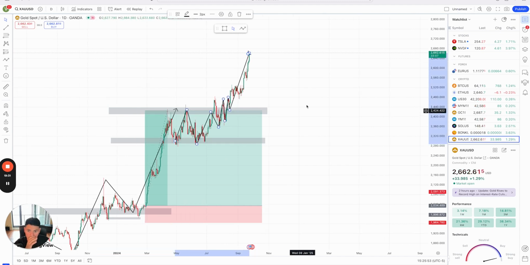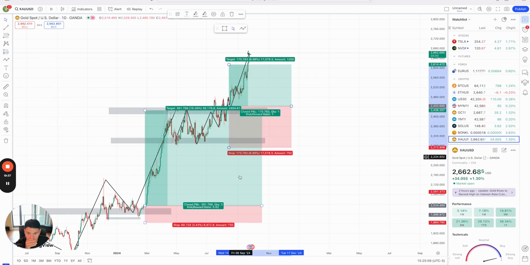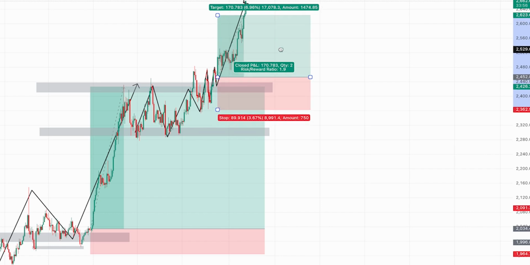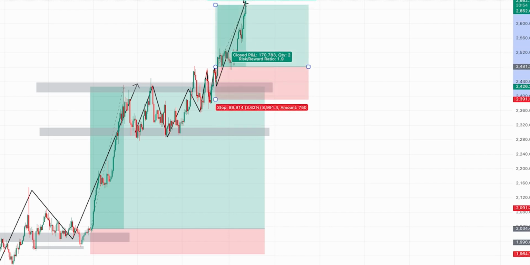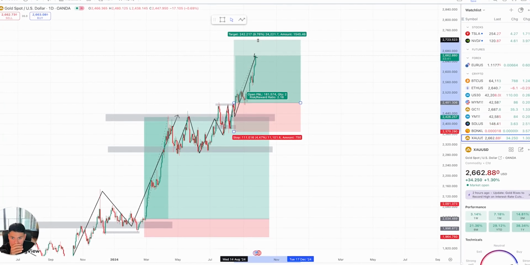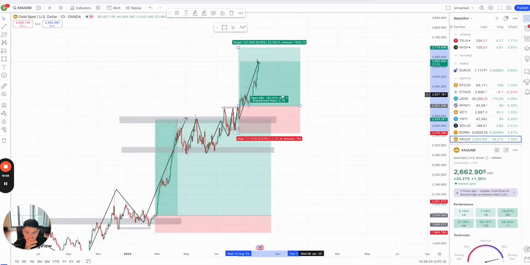If we were actually trading this in real life right now, I would honestly be in a long position. I would have taken it right after we broke above this key level right here, and this would be my stop loss, and I would aim for a little bit right here.